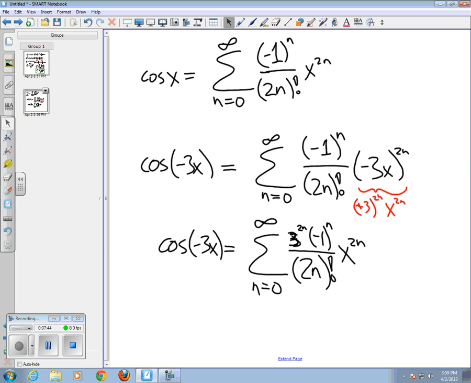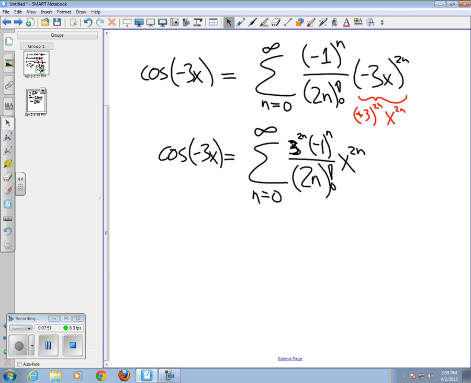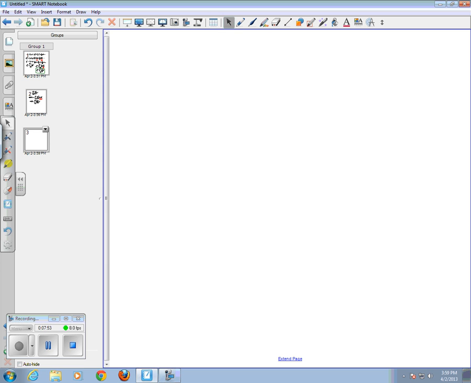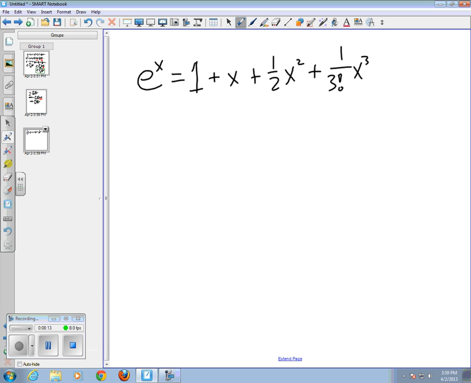Now what we've been doing here is we've been coming up with new power series by substituting into ones we already know. Now we can do other things with power series as well. And to illustrate that, let me go back to the power series for e to the x, which again was 1 plus x plus 1/2 x squared plus 1 over 3 factorial x to the third plus 1 over 4 factorial x to the fourth, and so on.